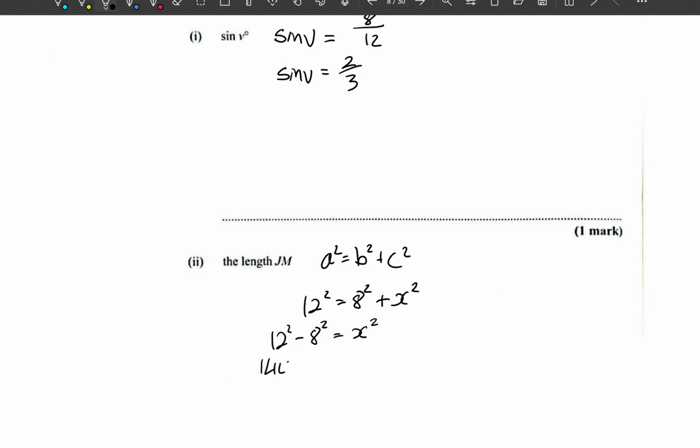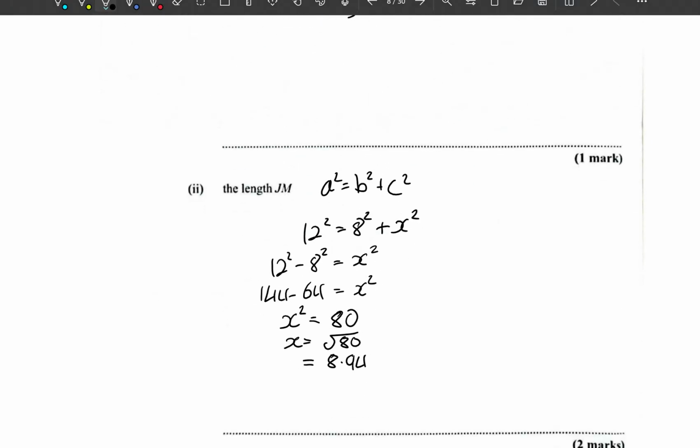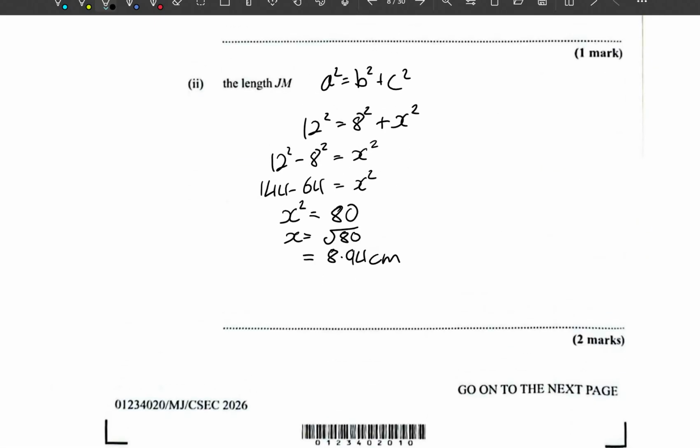Therefore, 144 minus 64 is going to be x squared. Therefore, x squared is going to be 80, and x would be the square root of 80, and that's going to be 8.94 to 2 dp, and the unit for this is centimeters.